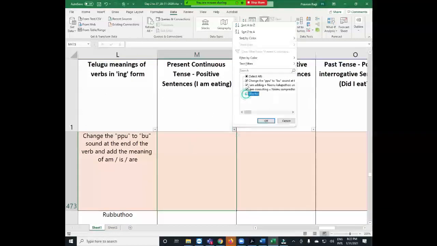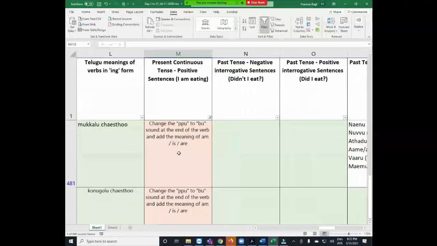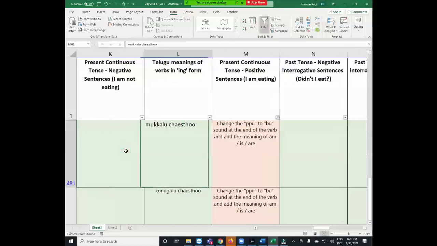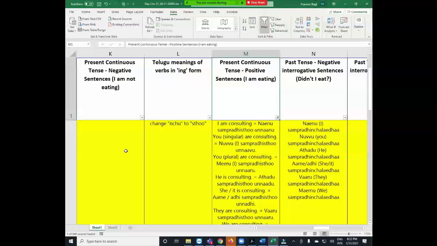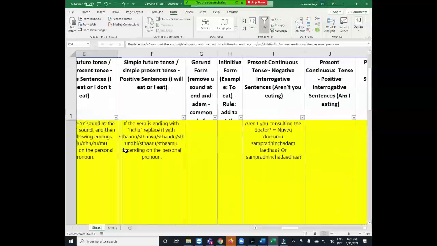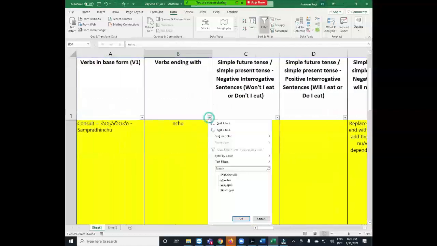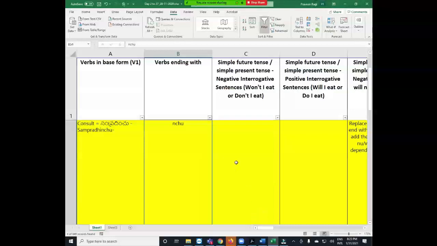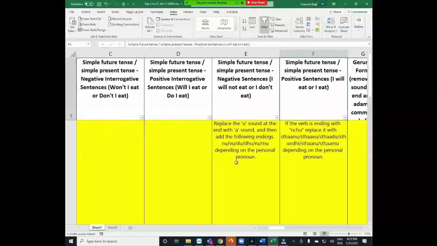I will disable the blanks first, so I will get the cells which have only sentences. Here what we mentioned: change the poo to boo sound at the end of the verb sentence. Okay, here we have sentences. I am consulting, నేను సంప్రదిస్తూ ఉన్నాను. Then you can sort here with different endings also. We have only a few verbs with ju, and I think I read only that time. But it's okay, you can try with the filtering option, so you will get more ideas.